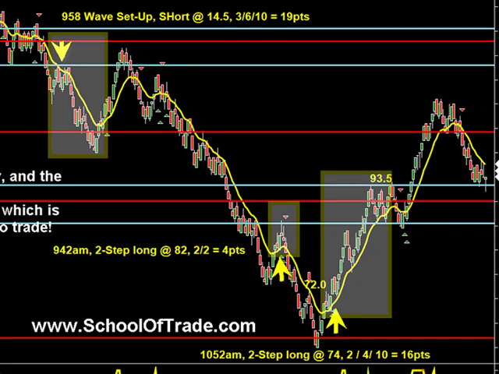That's 2 and 2. This is a very small trade here. I'm sorry, this was 10:42. Excuse me, that's actually wrong. 10:42. A two-step long, another counter trend trade. A very interesting trading opportunity here on this two-step at 10:42 this morning.